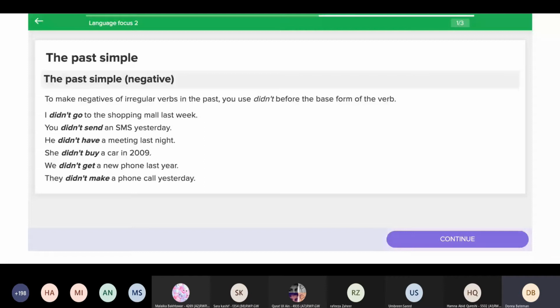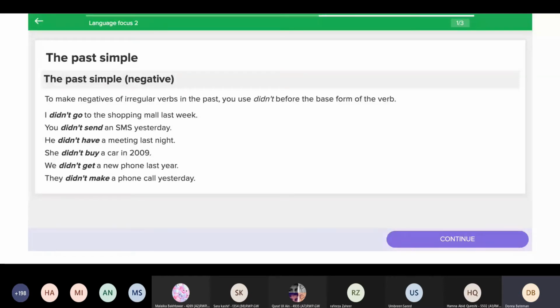So hopefully you can see my screen now. To make the negative of verbs in the past, you use didn't plus the base form of the verb, or the infinitive of the verb. You may have heard that word before.